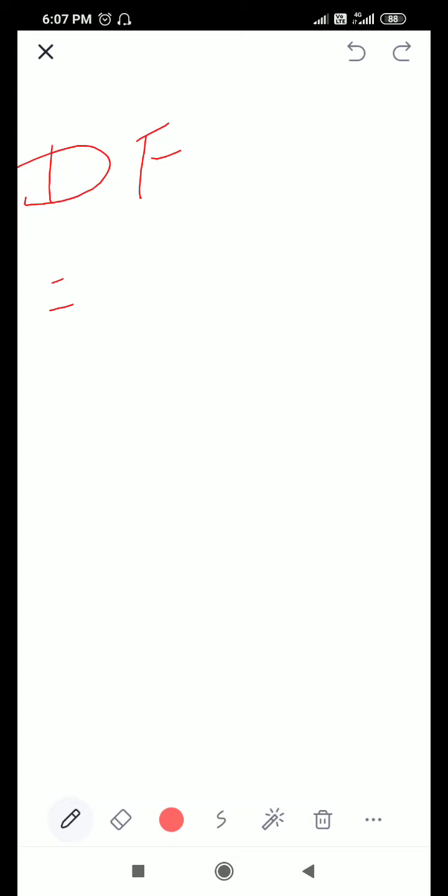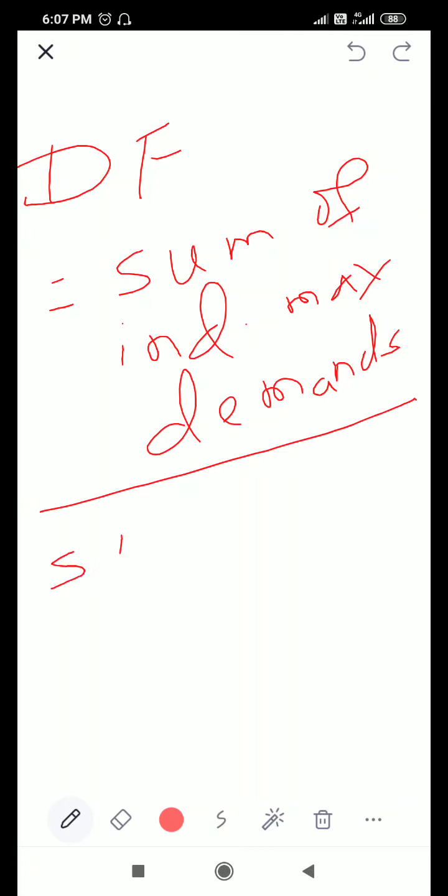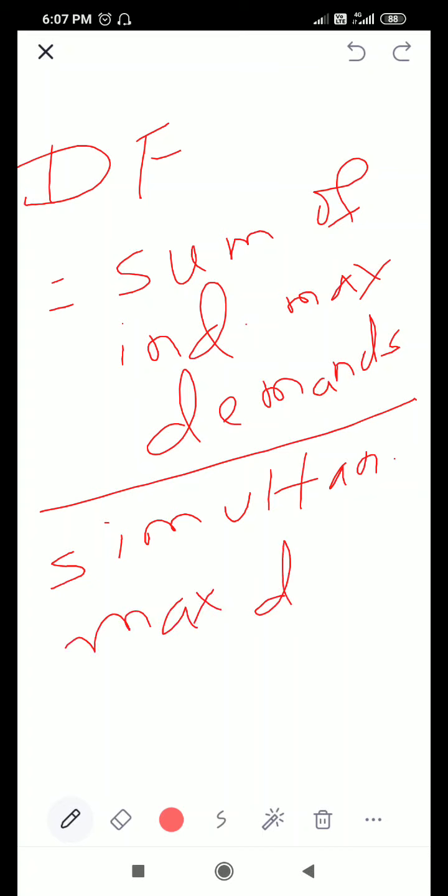is the ratio of sum of individual maximum demands upon the simultaneous maximum demand. This is the expression for diversity factor. Okay, so far so good.